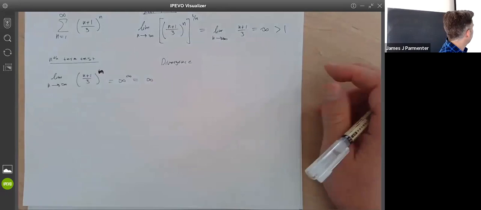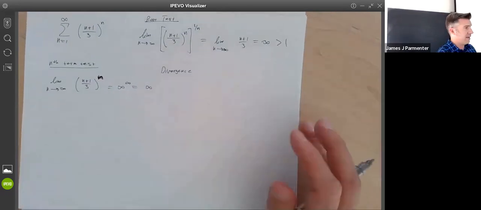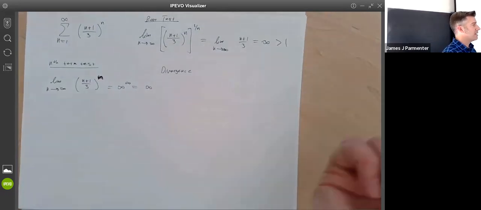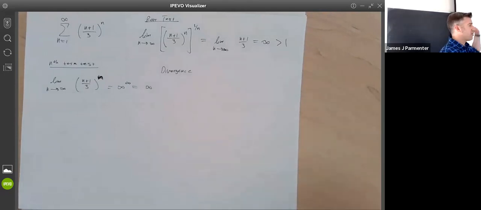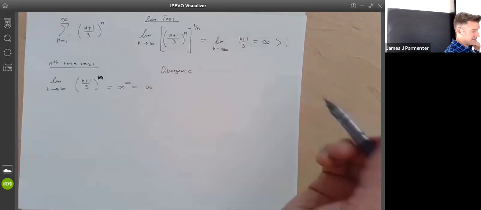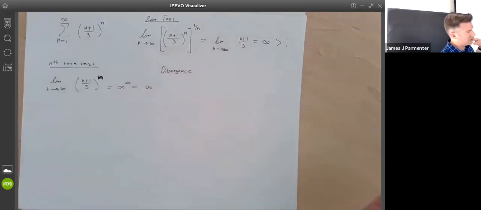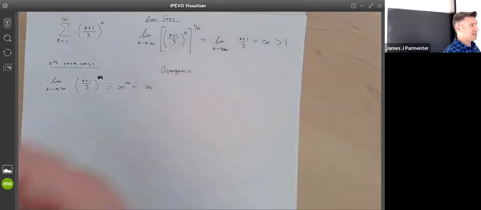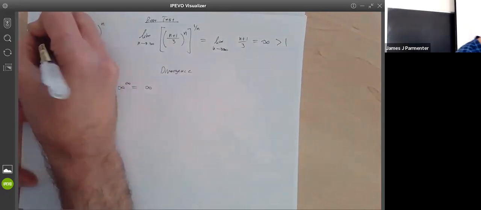So you don't always have to use the test that seems the most obvious. In fact, I would strongly recommend keeping the nth term test in your mind. I didn't even think about it until I looked at this and thought, oh, we could have used the nth term test here. It's a good thing to keep in mind because sometimes there are things that are tricky, like the next example.